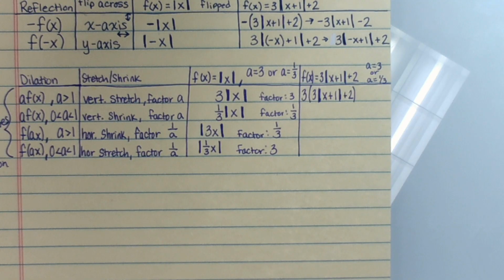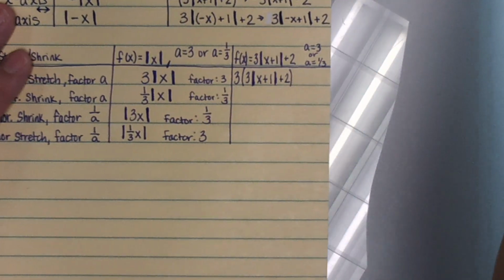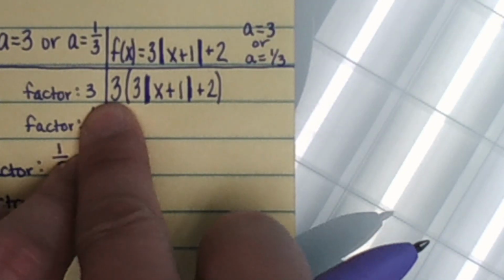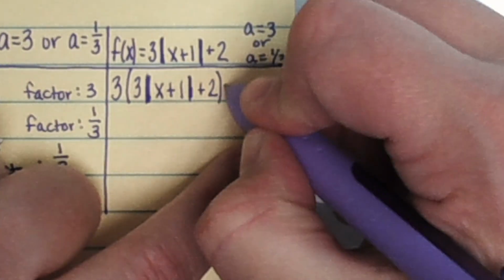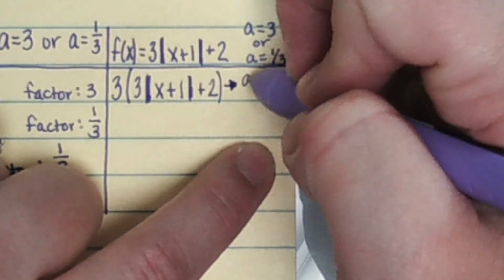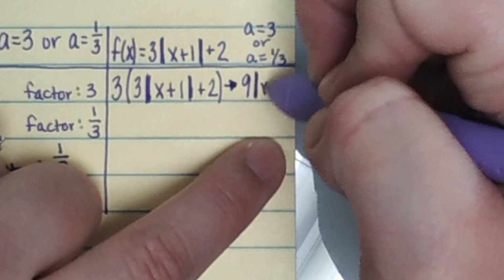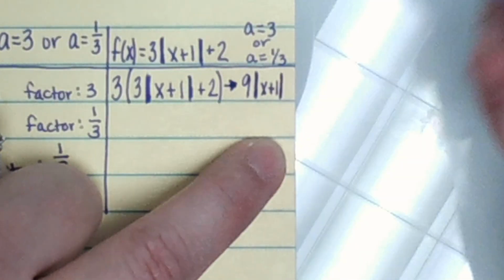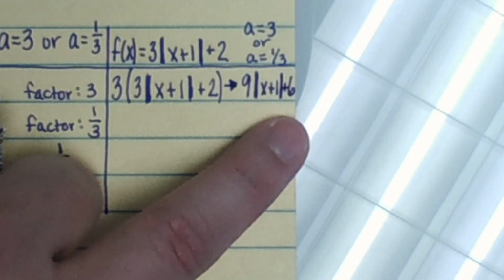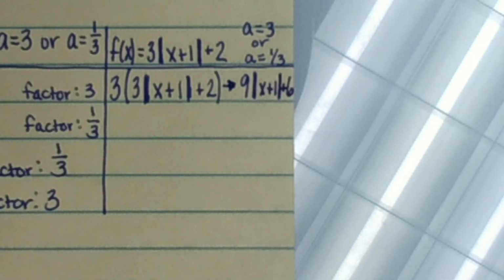And much like before, I should have given myself more room. I should have made this one 2 lines. My bad if you're writing kind of small. Much like before, number in front of parentheses, we are going to distribute. 9. Absolute value x plus 1 does not change, but the plus 2 becomes plus 6. Again, I'm sorry, I needed to give more room for this. It's hard to read. If you're not sure what I'm writing, please let me know.